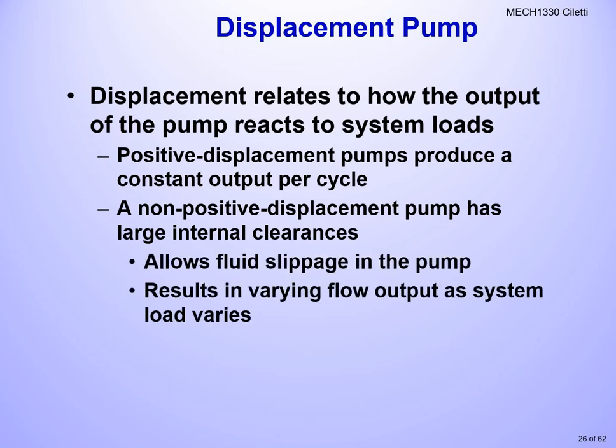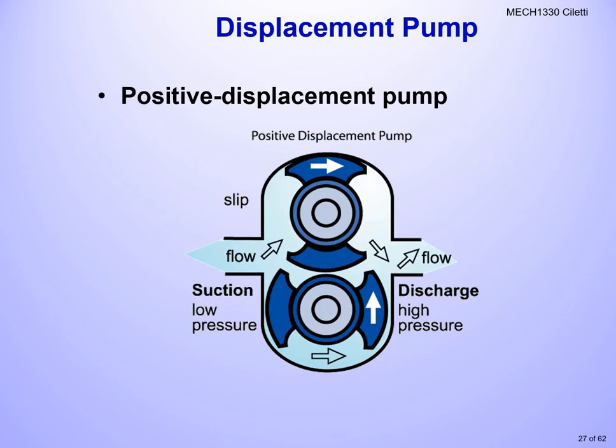So why do we have that? Well, it allows fluid slippage in the pump, or we have results varying in flow output as the system load varies. So, we might be putting something on and off a conveyor. That's going to change the load. So that's how our load can change.